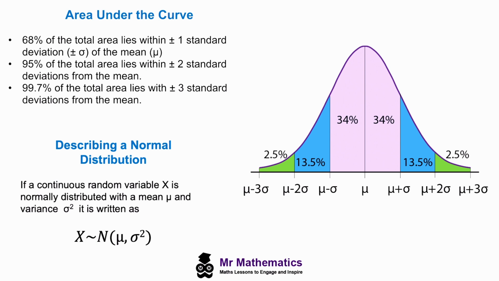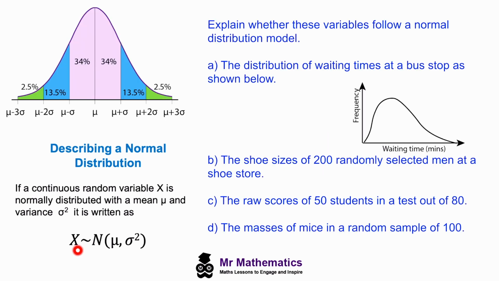Okay? So if we look at when we can apply this model, explain whether each of these variables follows a normal distribution model. Part A: the distribution of waiting times at a bus stop as shown below. Where you can see this distribution is not symmetrical. So because of this, you would not use a normal distribution model.